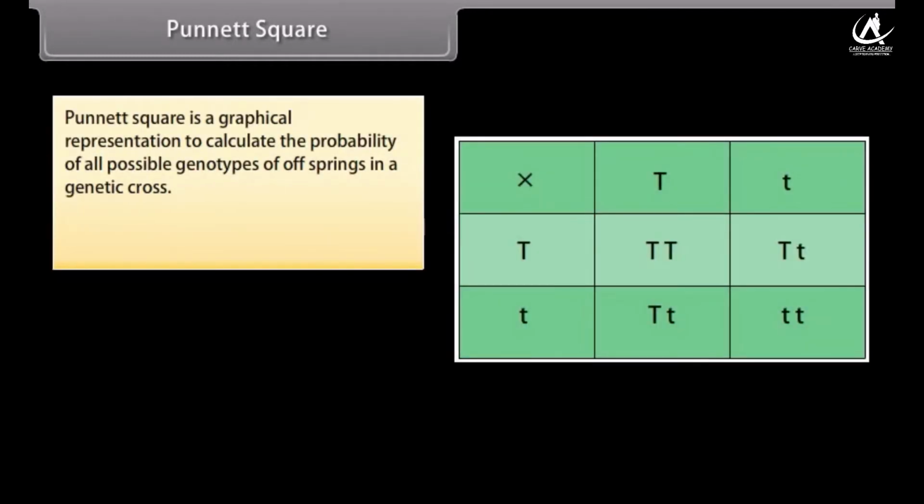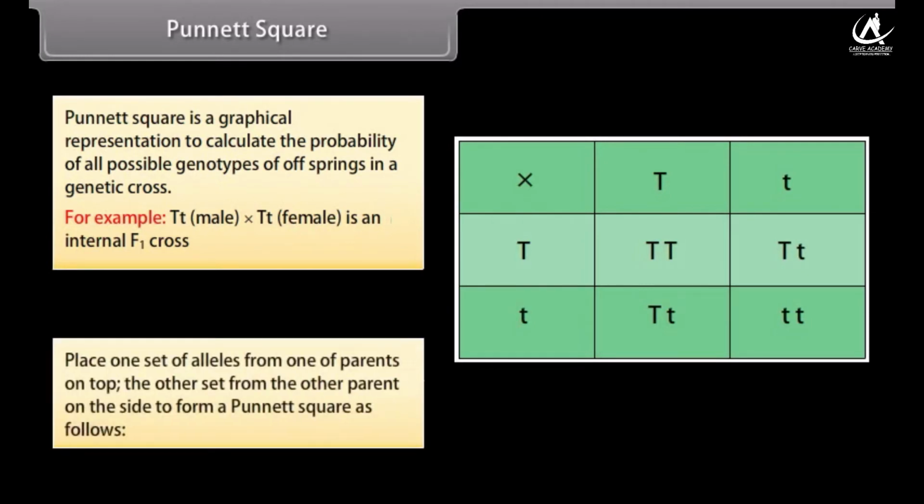Punnett Square. Punnett Square is a graphical representation to calculate the probability of all possible genotypes of offsprings in a genetic cross. For example, TT male cross TT female is an internal F1 cross. Place one set of alleles from one parent on top, the other set from the other parent on the side to form a Punnett square as follows.